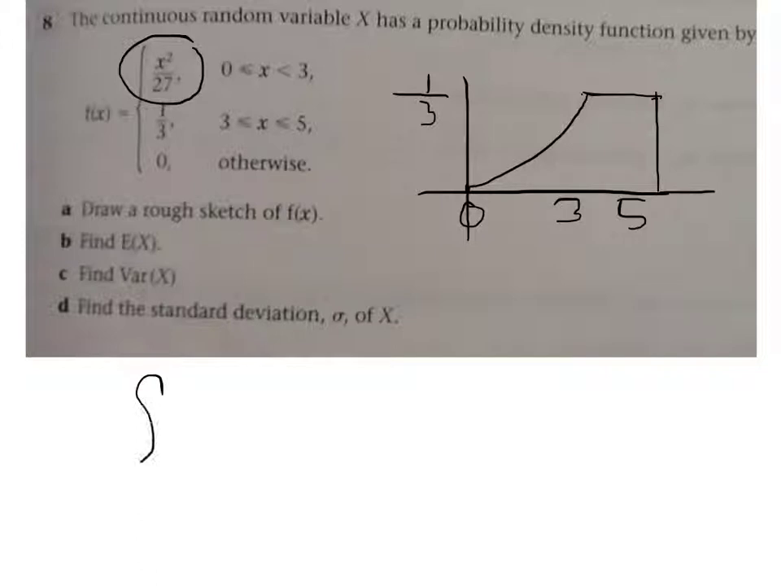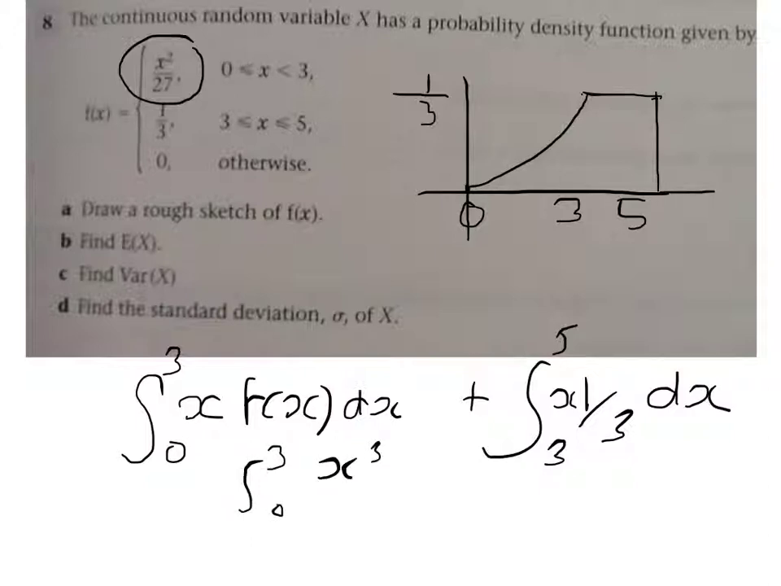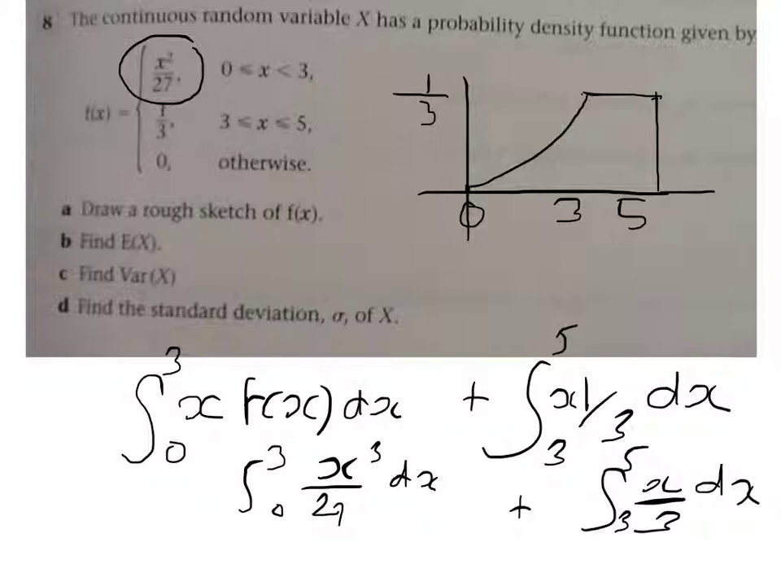We will do the integral of x times f of x between 3 and 0 dx, and we will add that to the integral of 1/3 between 3 and 5. Sorry, I should have put the x obviously at the front there. So it's x, f of x, but we do it across the two separate functions. So that will then give me, our first one will require me to integrate between 3 and 0 x cubed over 27 dx plus the integral of x over 3 between 5 and 3 with respect to x.